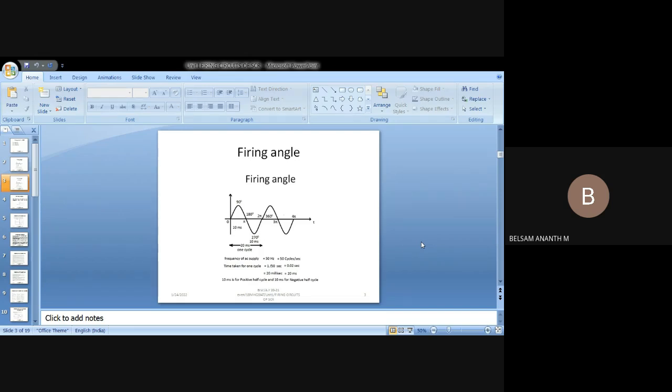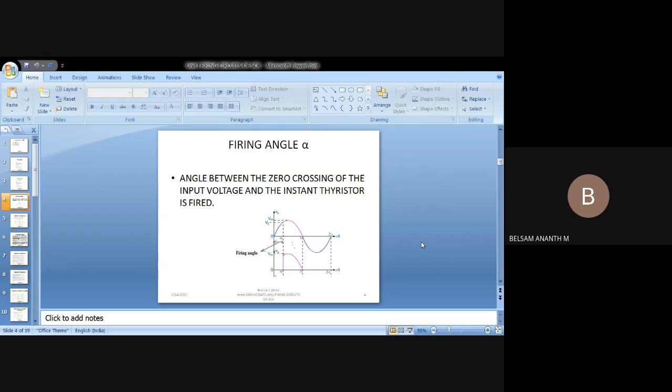Thereby the time delay might change. That means the angle between the zero crossing of the input voltage and the moment you give the triggering on the thyristor, where you want to exactly fire. This diagram gives you a complete cycle, 0 to pi and pi to 2 pi, or 0 to 180, 180 to 360 degrees.